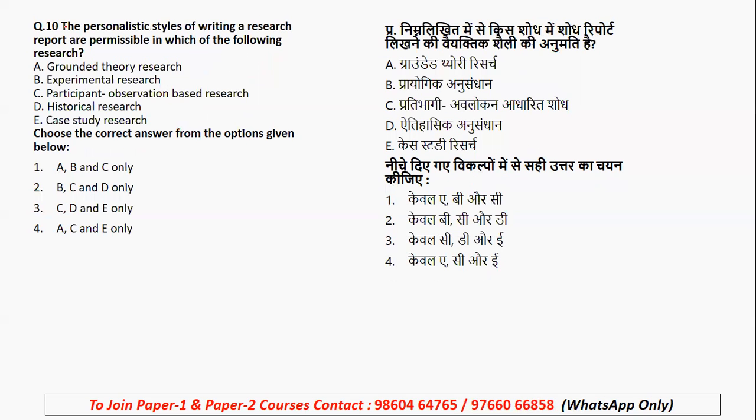Now, the personalistic styles of writing a research report are permissible in which of the following research? Grounded theory, or experimental, or participant, or historical, or case study. So from the given options, obviously it will be for grounded theory, yes. It will be for participant observation, yes. And it will be for case study.